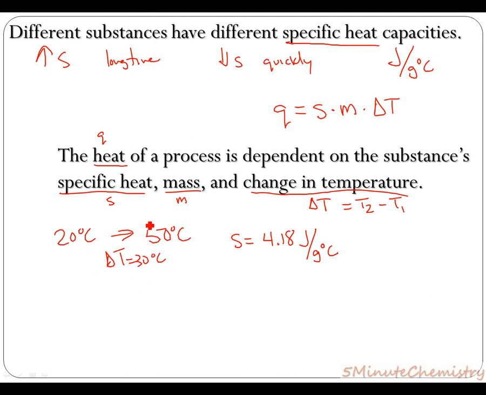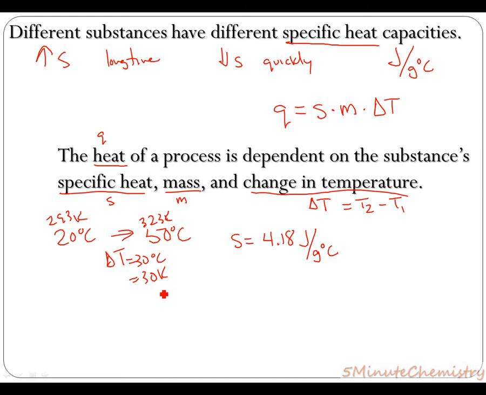If these were in kelvins, then it would be this plus 273 and this plus 273. So I'd have 293 Kelvin, and my 50 degrees plus 273 is going to be 323 Kelvin. 323 minus 293 is also 30, but it's 30 kelvins. So it doesn't make a difference. The change could be in either scale. You don't have to convert back and forth.